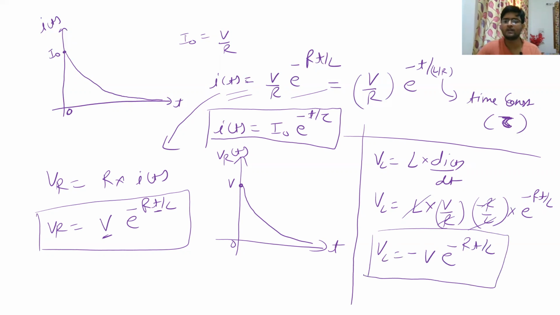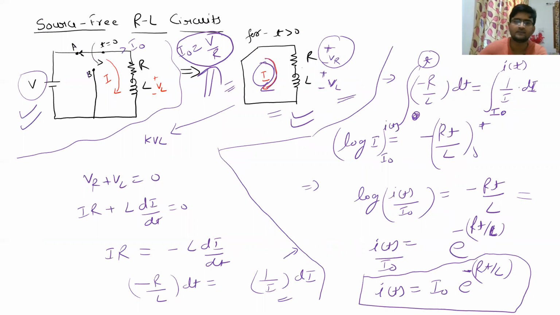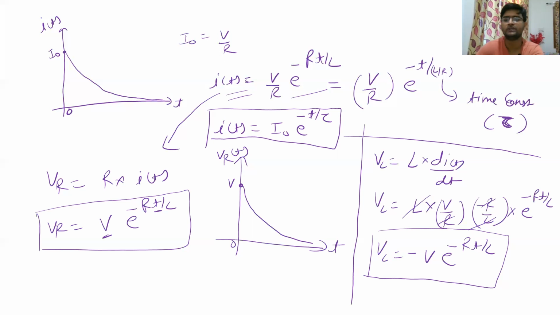So remember what I told you in the previous slide, that even if I assume this VL to be in this direction, its value is going to be negative with respect to VR, because in this circuit, this VL is behaving as a source. So definitely VL's value is going to be negative to that of VR. So here we can see that VL is minus V e to the power minus RT by L. And what was the value of VR? It was plus V into e to the power minus RT by L.